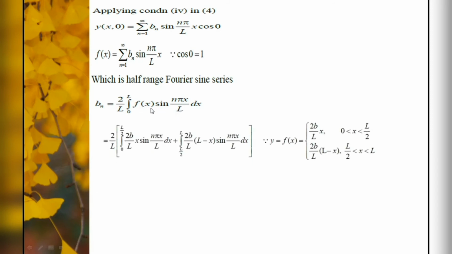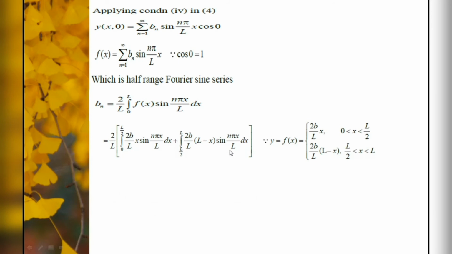Now we know f(x) is defined in two ways like this. It is equal to 2bx/L in the interval 0 to L/2, and equal to (2b/L)(L − x) in the interval L/2 to L. So now we split 0 to L as 0 to L/2 and L/2 to L. In 0 to L/2, f(x) is 2bx/L, so 2bx/L into sin(nπx/L) dx. And in the interval L/2 to L, it is (2b/L)(L − x) into sin(nπx/L) dx.